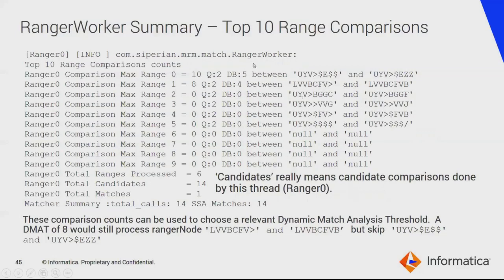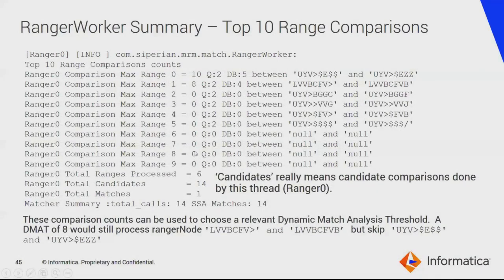And the way to use these range comparison summaries that come up at the end is they could be used to pick a relevant DMAT, right? So if I chose a DMAT of 8 for this job, that says I would process range 1, but I would skip range 0.